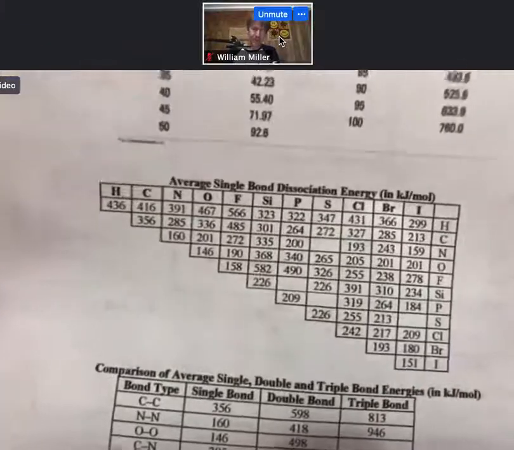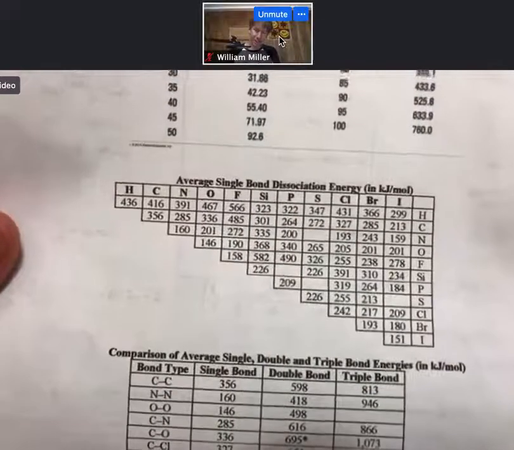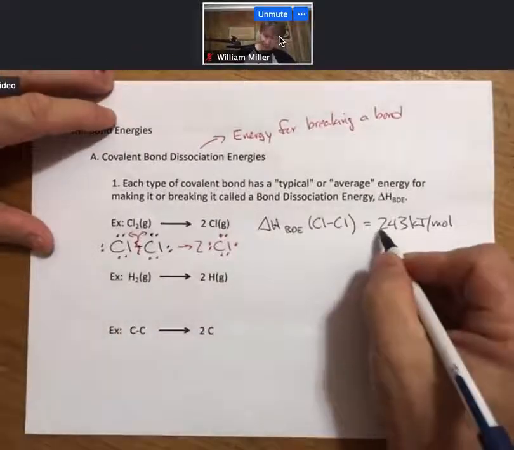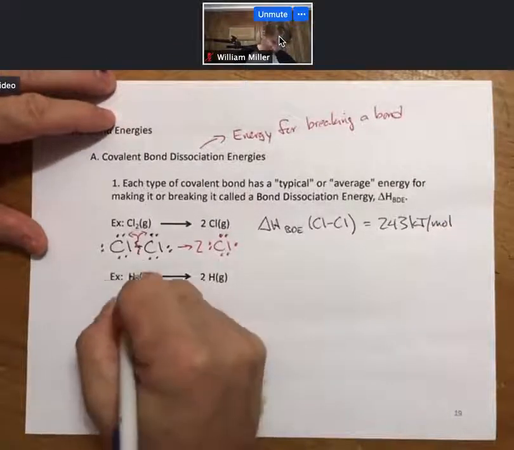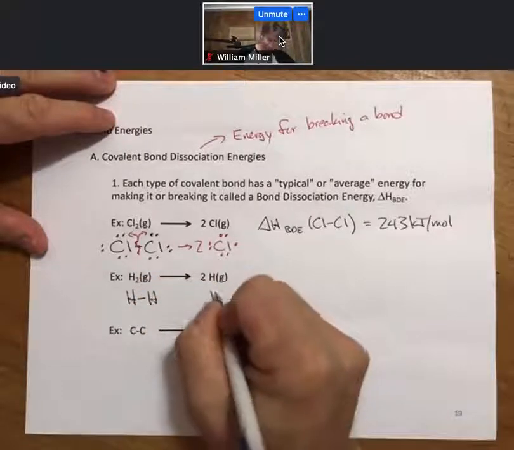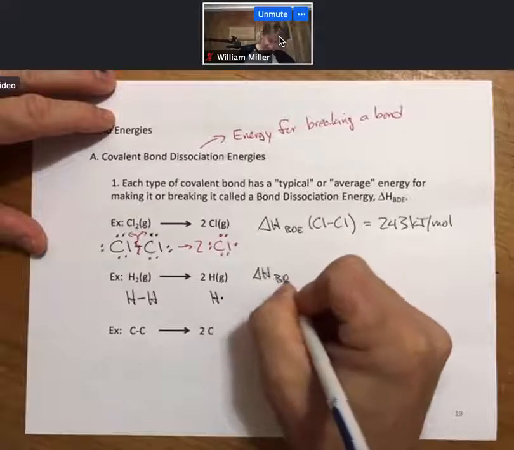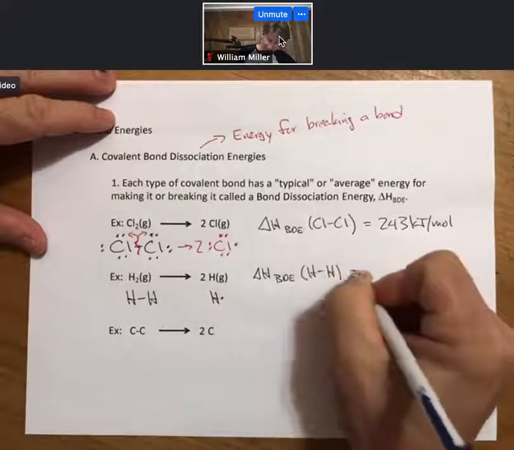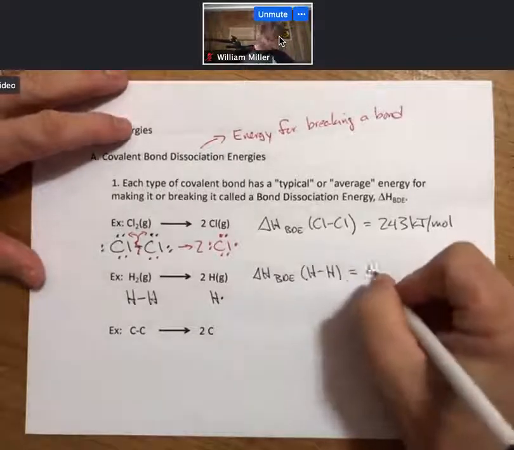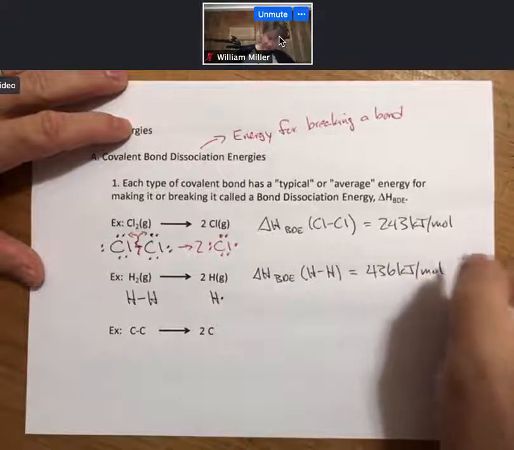And this is a table on the second page on the back side of all of our familiar equations. It's called average single bond dissociation energy in kilojoules per mole. And hopefully I've got it right here. Chlorine. Oh, this says it's 242. So we're one off. Close enough. Now, the same process, and we definitely say it's positive. The same process now for hydrogen will yield delta H bond dissociation energy for a hydrogen-hydrogen single bond is 436 kilojoules per mole. And that I know is correct on that sheet.